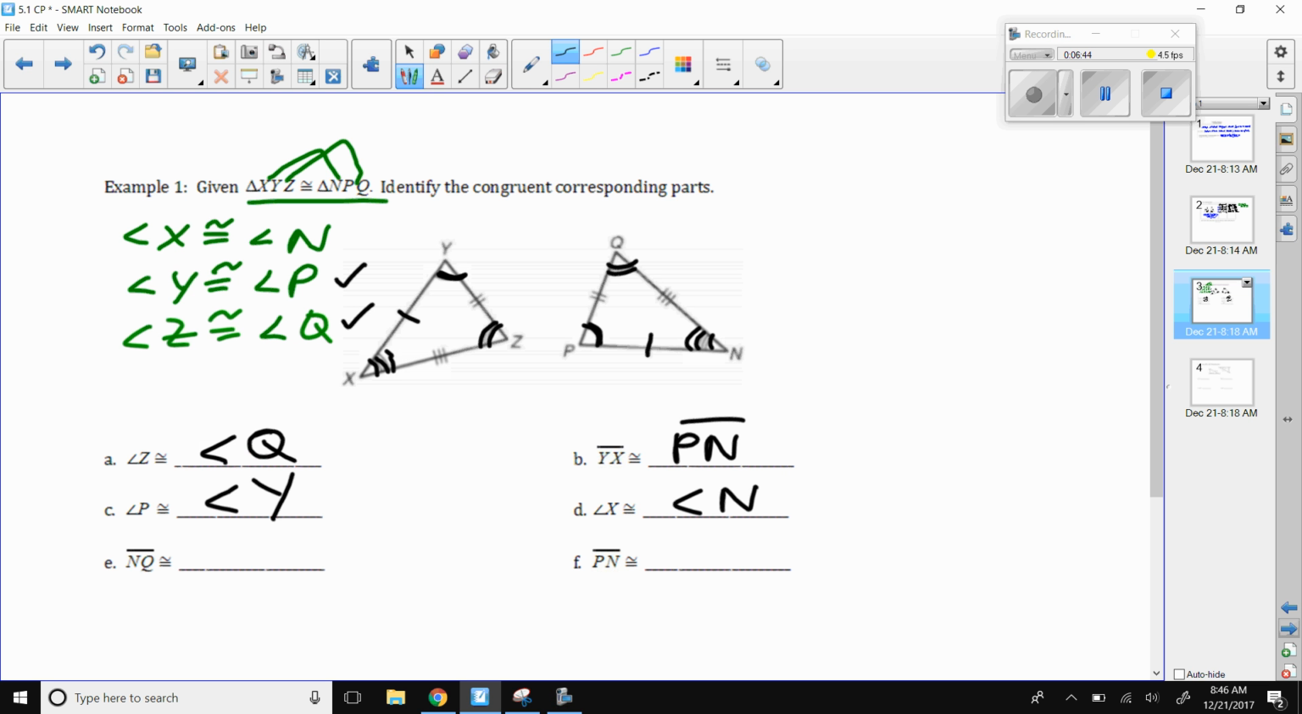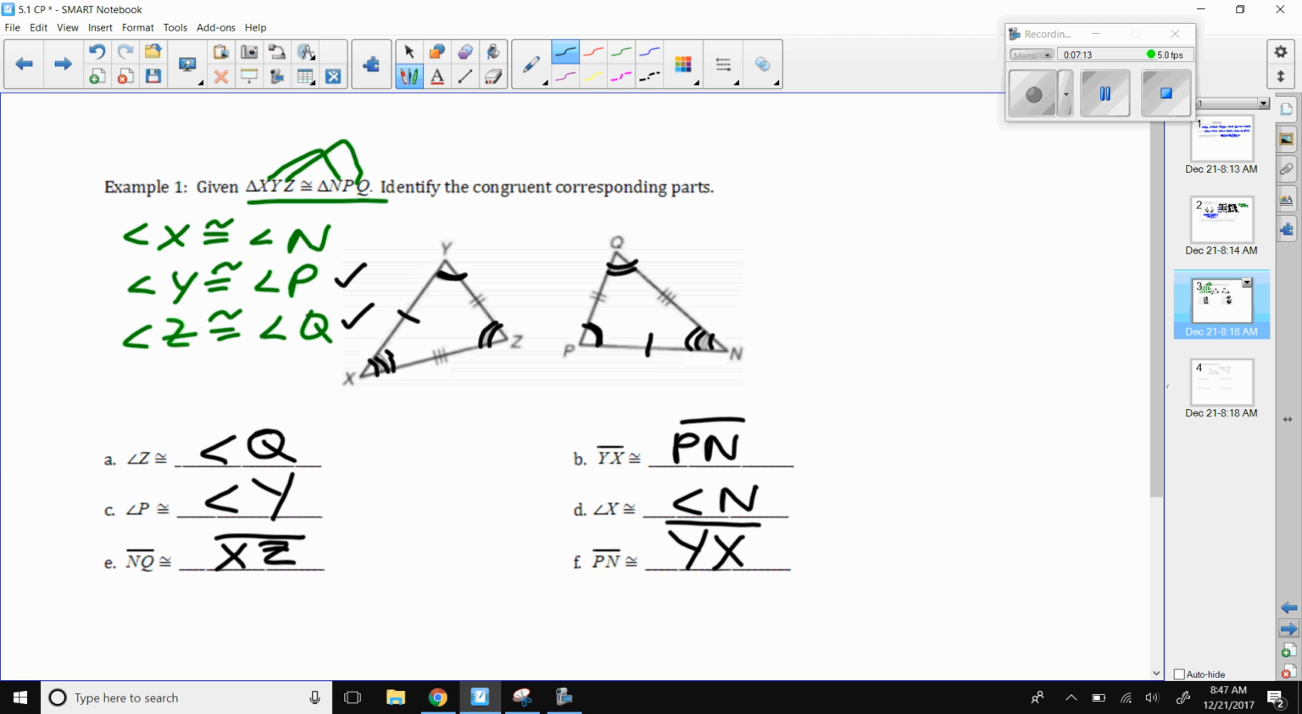NQ, again, I'm looking. NQ has 2 on this angle, 3 on this angle, 2 on this angle, 3 on this angle. I see that XZ is the side length that I'm looking for. I also see these 3 tick marks on either one of those sides. Side length PN has 1 tick mark, and then YX also has 1 tick mark.